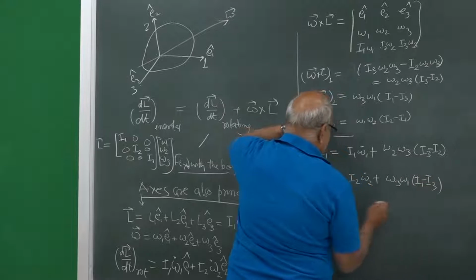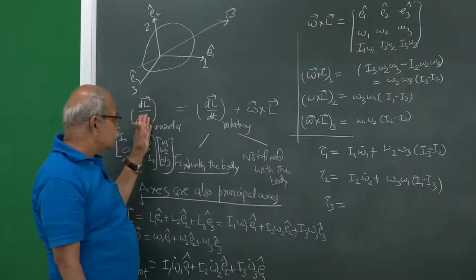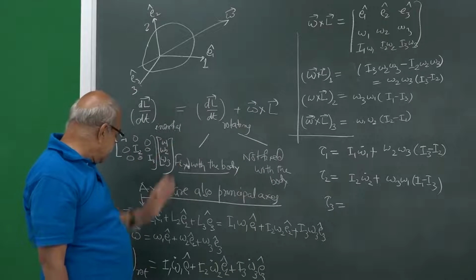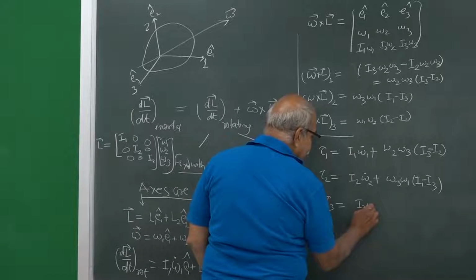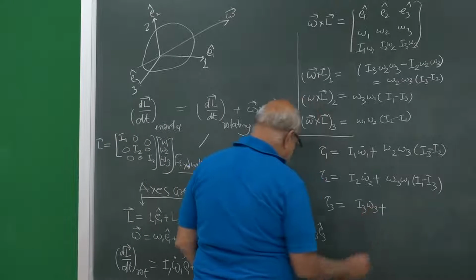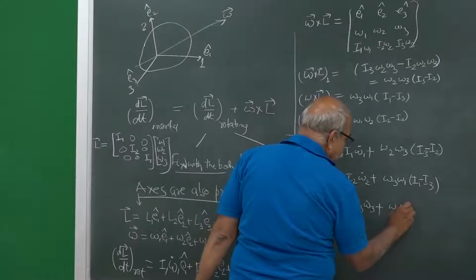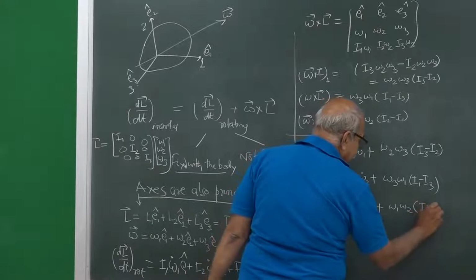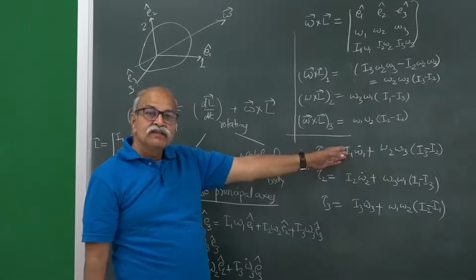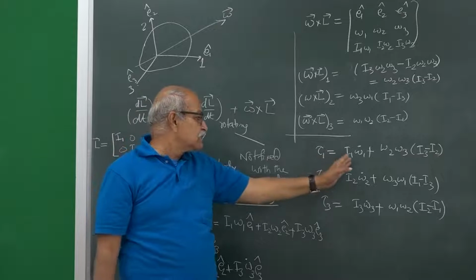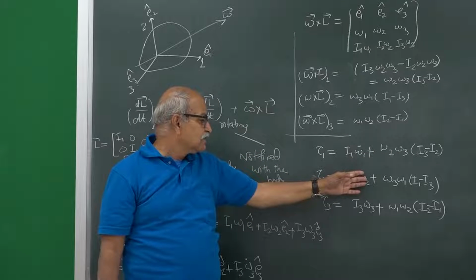Then similarly tau 3, the three component of dL/dt is I3 omega 3 dot. So, this is I3 omega 3 dot, plus the three component of this, which is omega 1 omega 2 and I2 minus I1. In fact, if you have written one, do a cyclic permutation of these indices and you get this, and do a cyclic permutation of this, you get this.